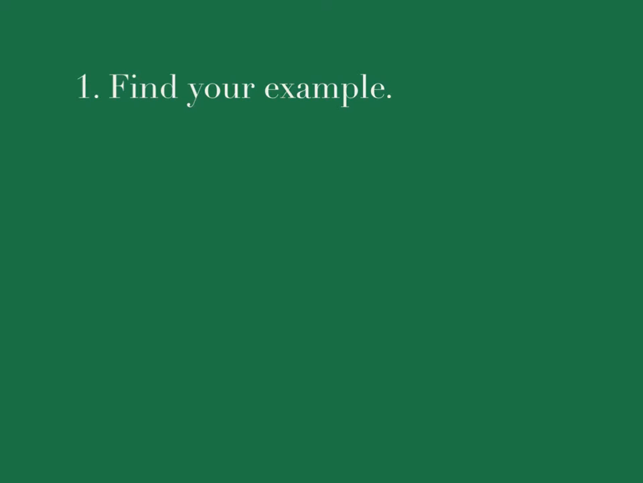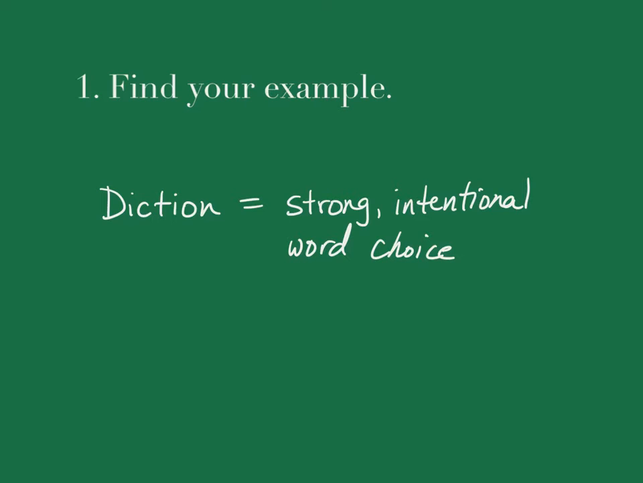Find a powerful sentence that you feel might have some strong word choice, and then ask yourself, what is the strongest word in that sentence? Because as a reminder, diction is strong, intentional word choice. It's where the author chooses a word with particular intention and a particular desired effect. What is the effect that the author was trying to achieve with that particular word?